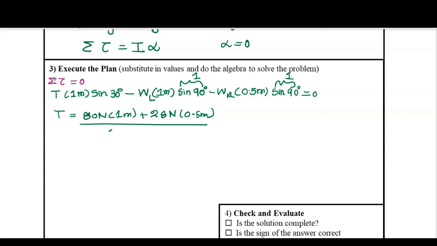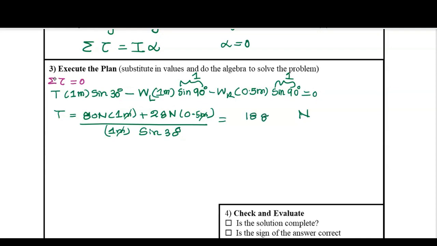Divide that by 1 meter. I'm showing that 1 meter, if you divide something by 1 meter, it doesn't really change, times sine 30. I use the 1 meter to show you how the meters are going to cancel out. Meters is common for all the terms in the equation. You can cancel that out. You end up getting your final answer in newtons.